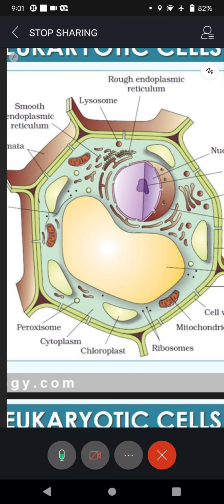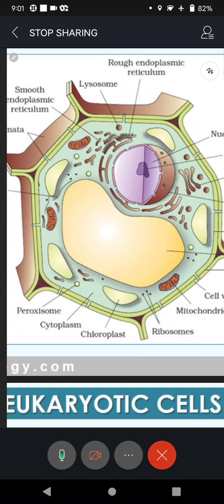And this protoplasm becomes cytoplasm plus nucleoplasm. Nucleoplasm is liquid that is present inside the nucleus. So mathematically we can say protoplasm Pp is equal to cytoplasm Cp plus nucleoplasm Np. Okay, so Pp is equal to Cp plus Np.